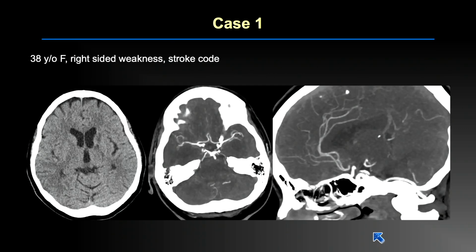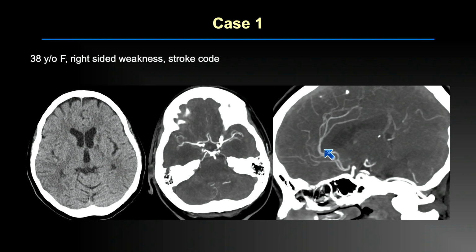So case one, this was a young woman presented with right-sided weakness and stroke code was activated. So we have a non-contrast CT here and CTA as just part of the stroke protocol that was done. And you can see that there are some hypodensities in the basal ganglia and internal capsule.